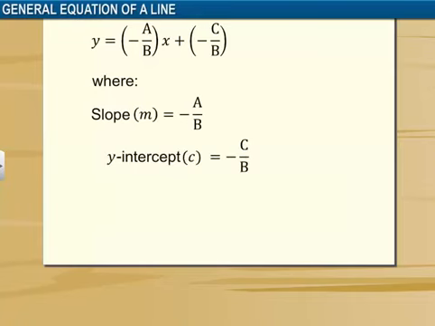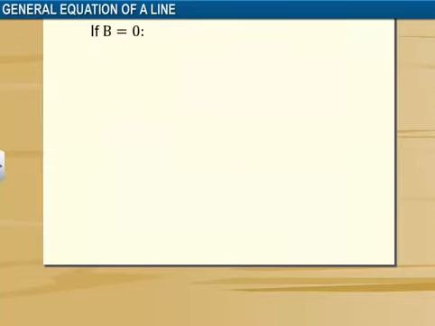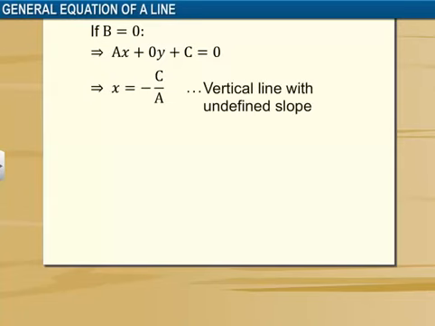Let us see what happens if the constant b is equal to 0. If b is equal to 0, the general equation is reduced to x is equal to minus c upon a. This equation represents a vertical line with undefined slope and the x-intercept equal to minus c upon a.